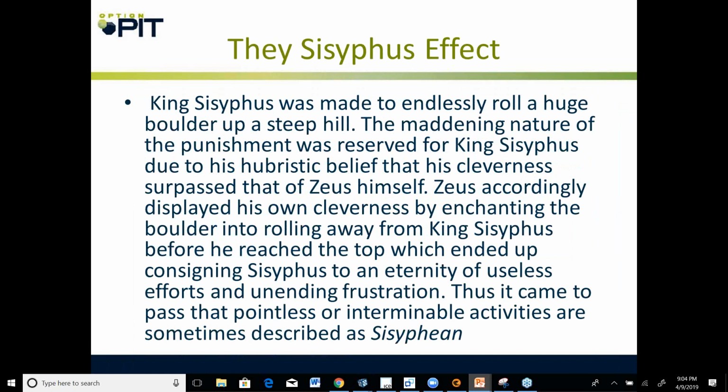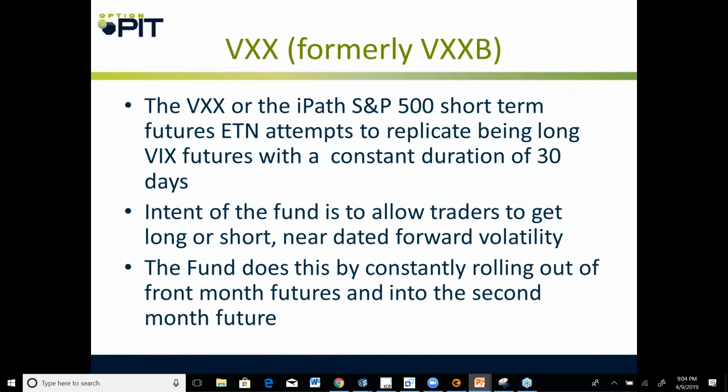The ETNs act a lot that way. So, for instance, let's talk VXX, formerly VXXB, formerly VXX. The VXX, or the iPath S&P 500 short-term futures ETN, attempts to replicate being a long VIX future with a constant duration of 30 days. The intent of the fund is to allow traders to get long or short near-dated forward value. The fund does this by constantly rolling out of the front month futures and into the second.